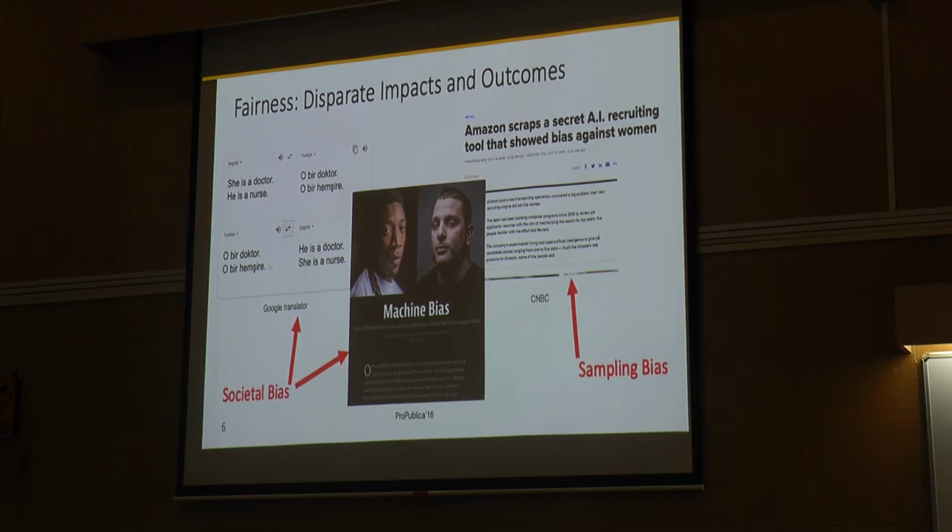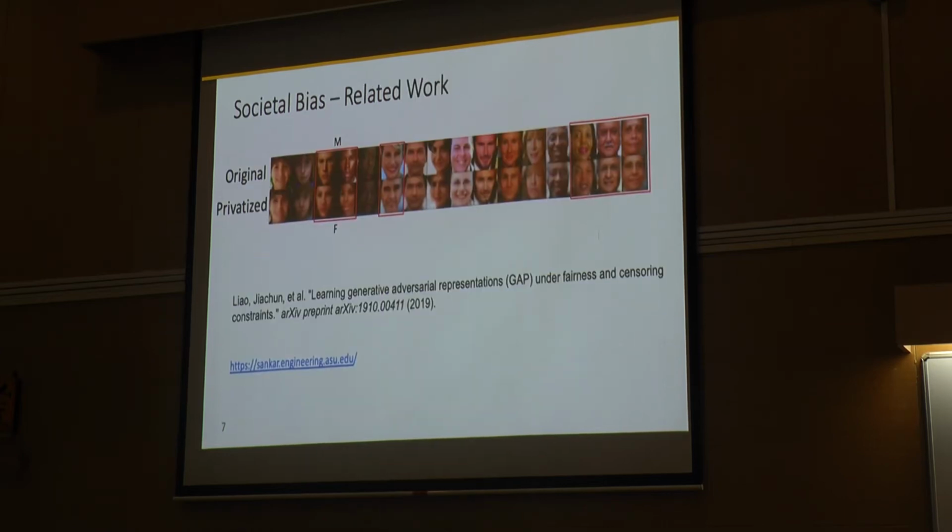So how do you handle these two problems, disparate impact and disparate outcomes? You can take care of societal biases by doing the following. You can say that these kinds of sensitive features such as race and gender should be completely removed from the data set, and you can use GANs to train and do that kind of stuff.